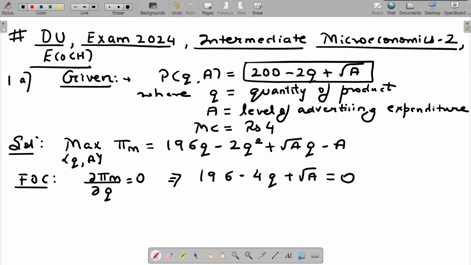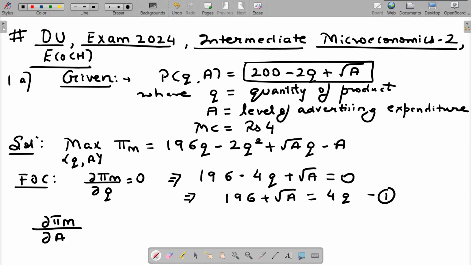Okay, so from this equation, I can write that 196 plus square root of A is equal to 4Q. Let's call this equation number 1. And then I partially differentiate the profit function of the monopolist with respect to the level of advertising expenditure and plug it equal to 0, because remember, the monopolist also needs to choose the level of advertising expenditure to maximize its profits. So del pi m by del A equal to 0 would mean, if I differentiate this with respect to A, Q is constant.